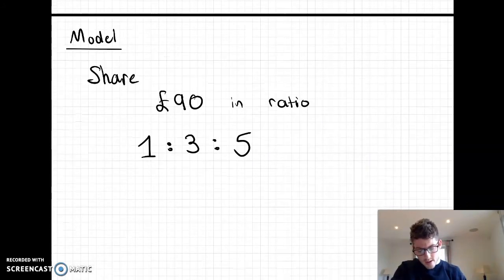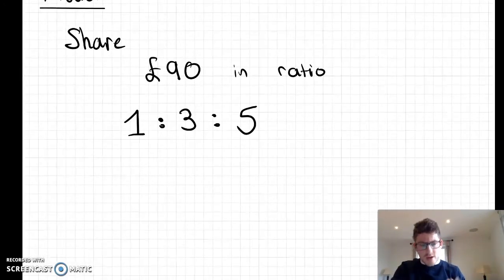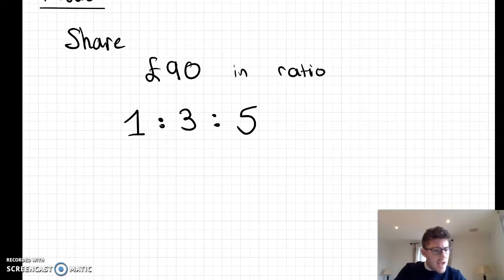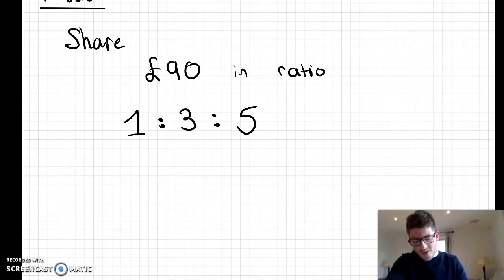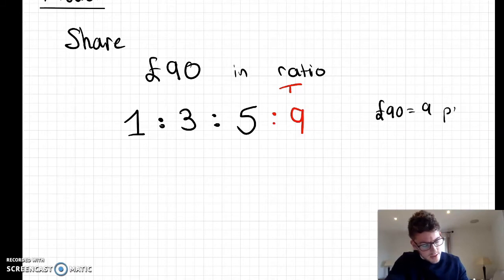Okay, another model. Right, you're going to share it in 3 parts here. Again, it's the same method. Don't be frightened. So we've got £90 now to share in a ratio of 1 to 3 to 5. So straight away, I'm going to add my total on. Well, 5 plus 3 plus 1 is 9. Great, so meaning £90 equals 9 parts.